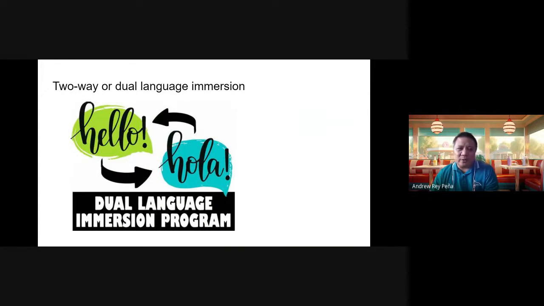There's also what we call two-way or dual language immersion. In this type of bilingual education system, the subjects are taught in both the majority and minority languages. One of the main goals is to produce students who are proficient in bilingual and biliterate in both languages. So they are proficient, they are bilingual, they are biliterate in both languages. The intent is to produce a multilingual and multicultural society.